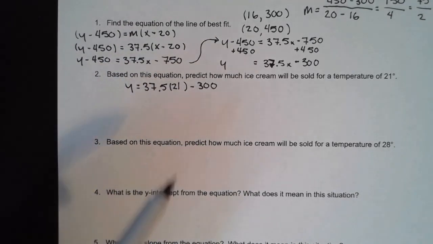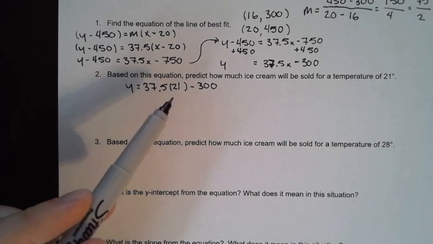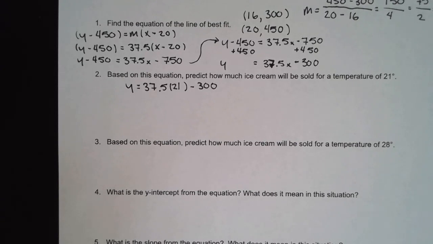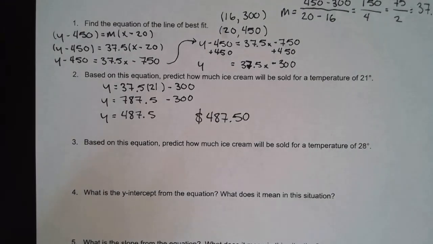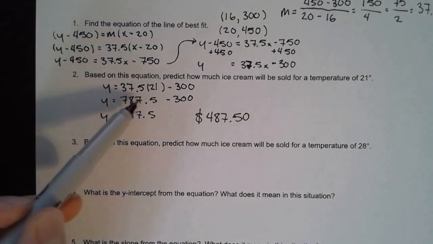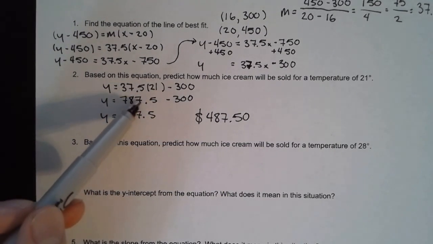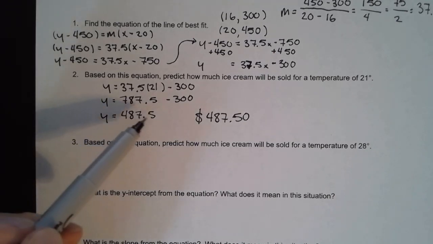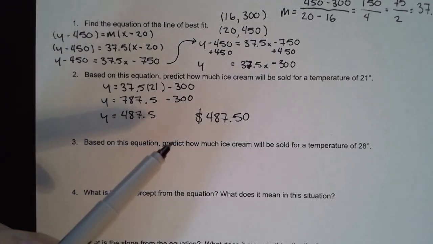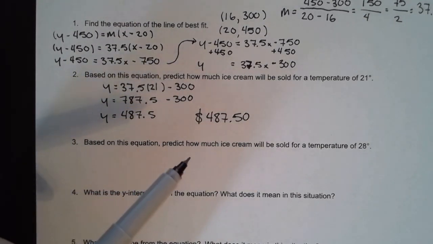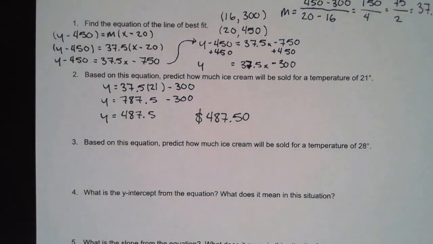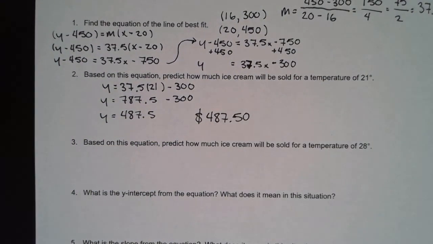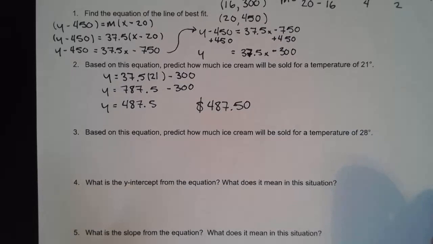Now we just need to solve the equation. We need to multiply these numbers together and then subtract whatever that is. So whatever that is, subtract 300 from that. So I'm going to go ahead and do that now. And this is what I got. 37.5 times 21 is 787.5. And then subtract 300 from that, you get 487.5. So that means that the sales for the ice cream will be $487.50.